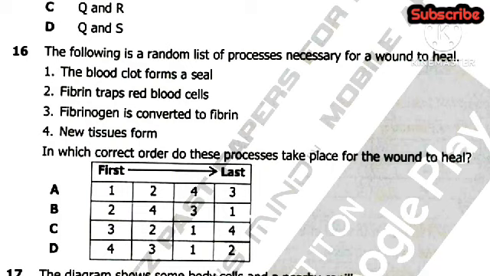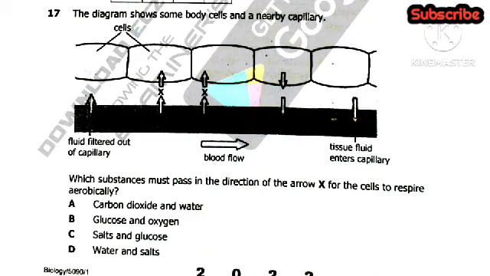Well, the answer is C. Number 3, fibrinogen is converted to fibrin. And the fibrin traps red blood cells and the stuff. So 3, 2, 1, 4. The answer is C.